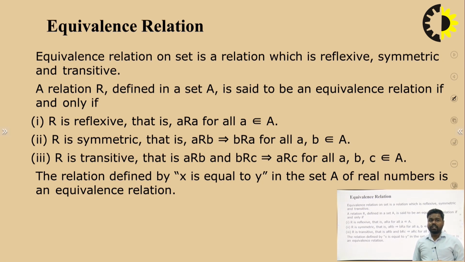A relation R defined on a set is said to be an equivalence relation if and only if R is reflexive, that is, as I have told, A related to A for all A belonging to A. Second, R is symmetric, that is, A is related to B and then B is related to A for all A, B belonging to A. And third, R is transitive, that is, A related to B and B related to C, then A related to C for all A, B, C belonging to A. If these 3 properties hold for any relation, then it is called an equivalence relation.